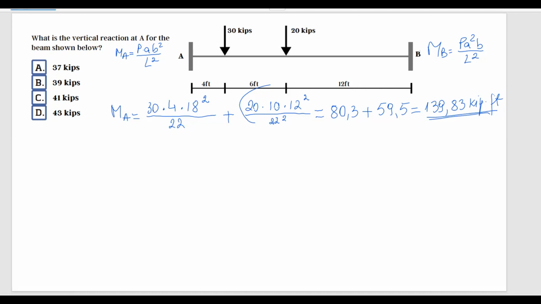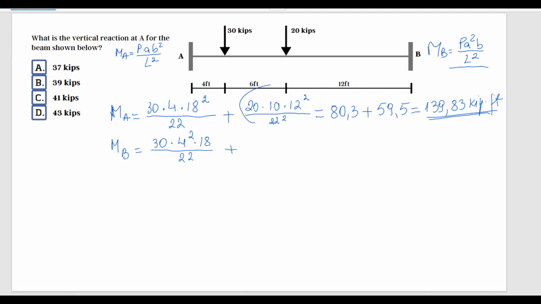Great. We're going to go ahead and do the same thing for point B. We're going to calculate the moment at point B. Moment at point B equals 2. So now we're going to apply this formula on the right side. I'm going to start with the 30 kip force. Now I'll have 30 multiplied by A, again, is 4 feet. Just in this case, A is squared, so 4 has to be squared, multiplied by B, which is 18, all divided by 22. We're done with the first force.